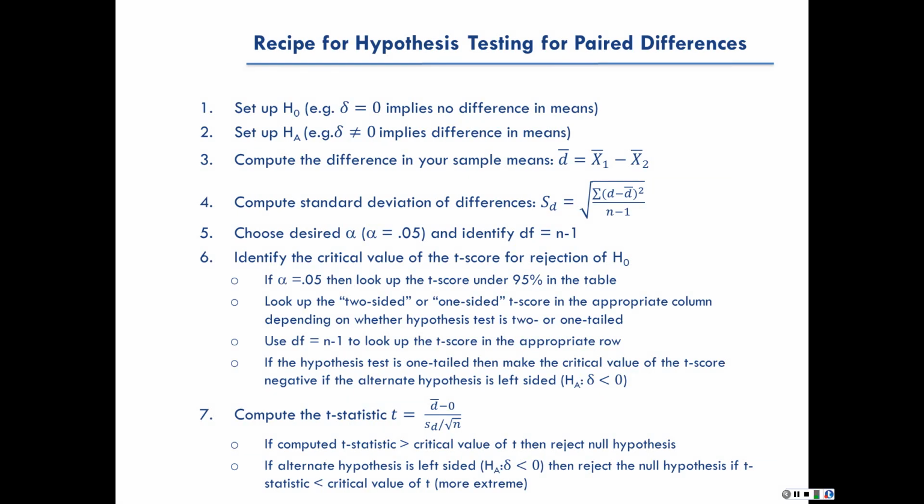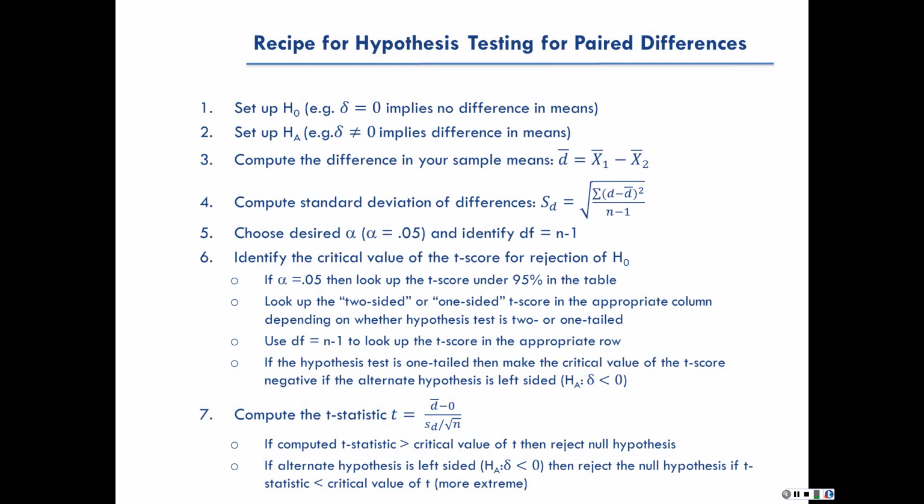I've also posted a recipe online in the document that's going to be posted on Blackboard for this. But just to go over it briefly here, you set up the null hypothesis and alternate hypothesis. Then you compute the difference in your sample means to get d bar. It's pretty straightforward if you have the two sample means. Then you compute your standard deviation of differences, and you can see the formula for that there. Then you choose your desired alpha value, typically alpha 0.05, and pick your degrees of freedom.